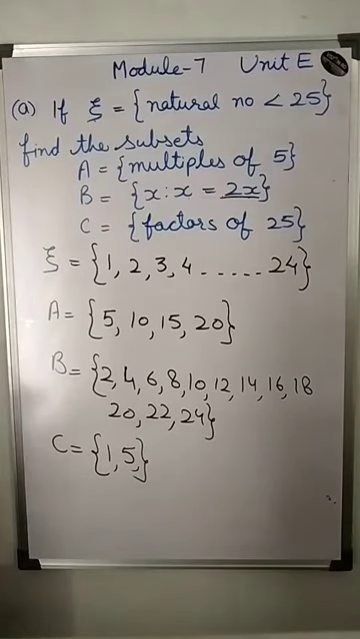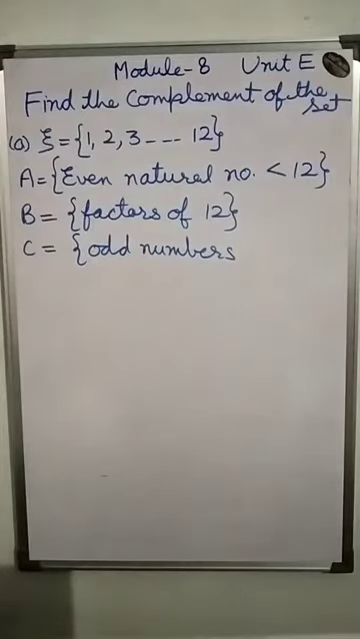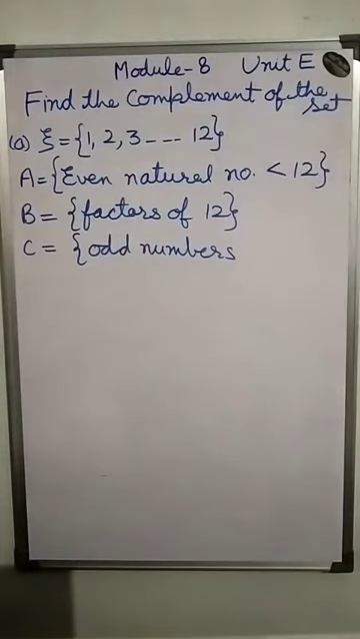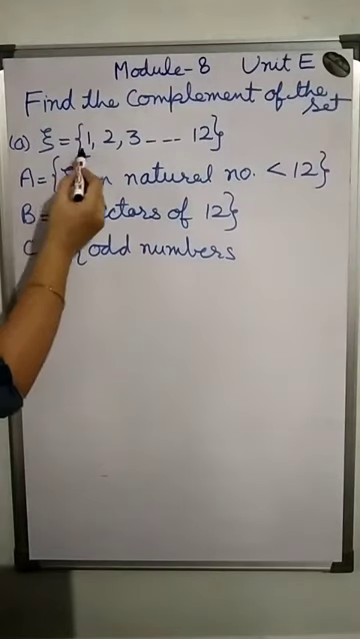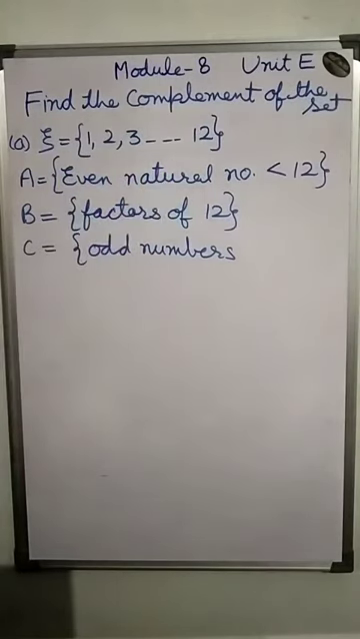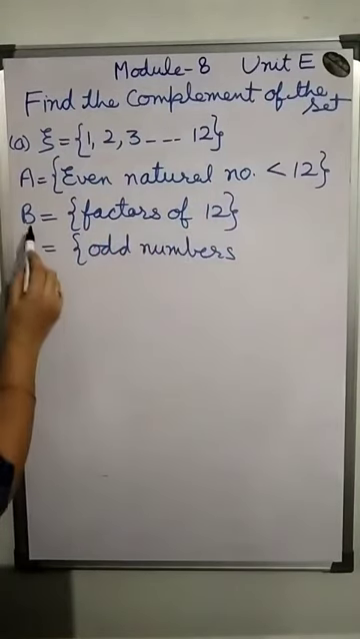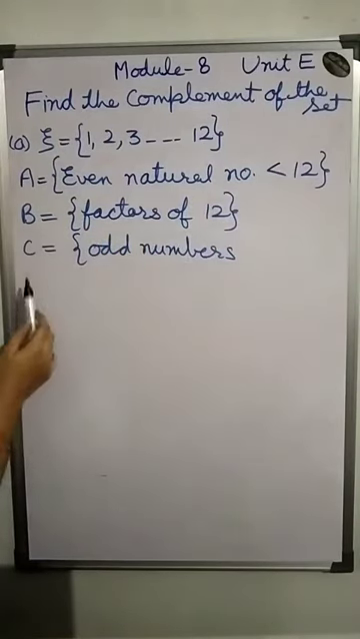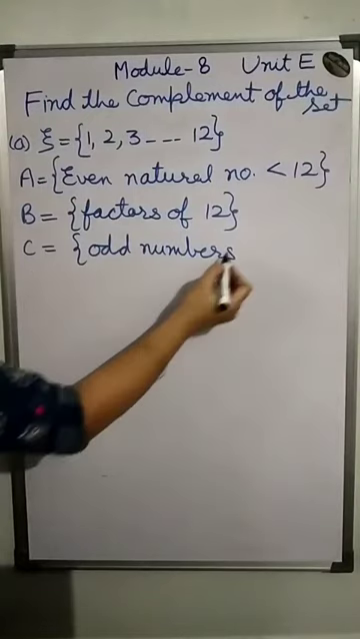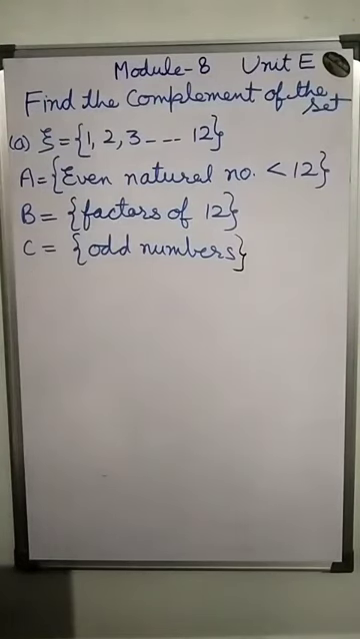So come to the next question. Now come to module number 8. The question is find the complement of sets. Here the universal set is given to you, that is 1, 2, 3 and till 12. And A is equal to even natural numbers less than 11. B is equal to factors of 12. C is equal to odd numbers. So this is given to you. Here you have to calculate.